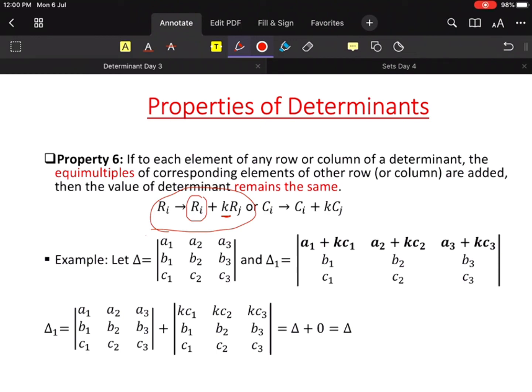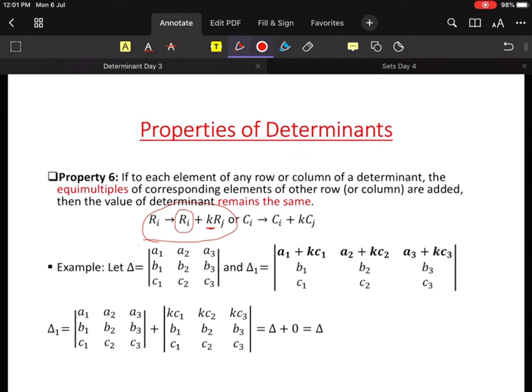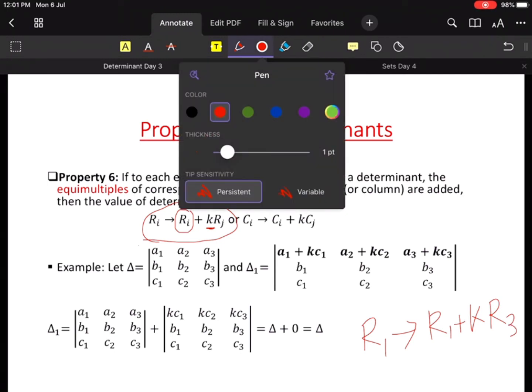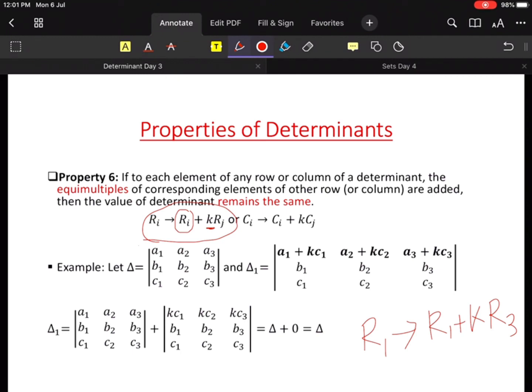So here the example is delta given by a1, a2, a3 like this, right? Now you have delta 1. I am using this property, this condition here. So I will just write the condition here. It will be R1 implies R1 plus K R3. This is our operation which we are talking about: R1 becomes R1 plus K R3.